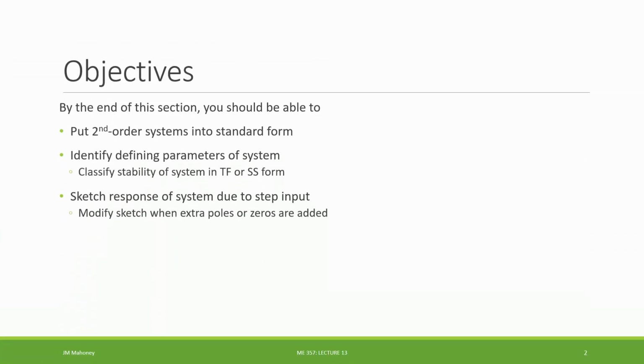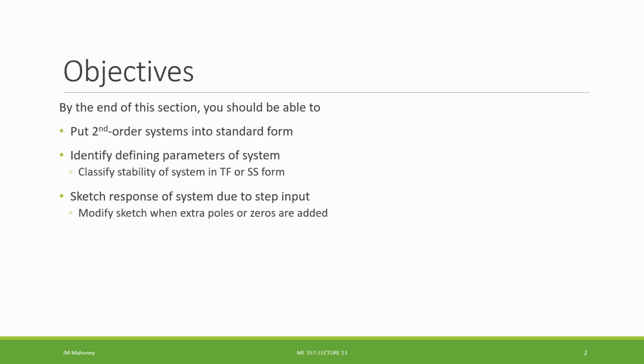So at the end of this lecture, you should be able to put our second-order systems into the standard form. You should be able to identify the parameters of the system. It's going to take typically 4 of them for our second-order systems. From here, we're going to be able to classify the stability type we have when we're in transfer function form, and then later in the lecture, we'll get into state space form. And we should be able to sketch the response of our system due to our step input.